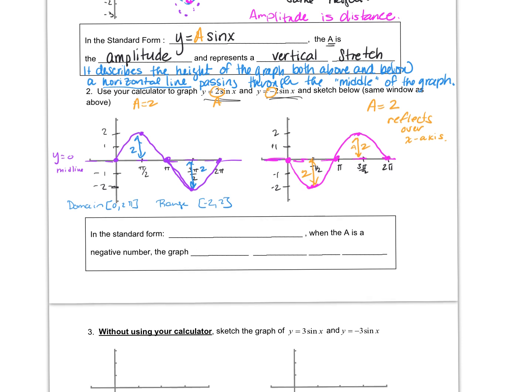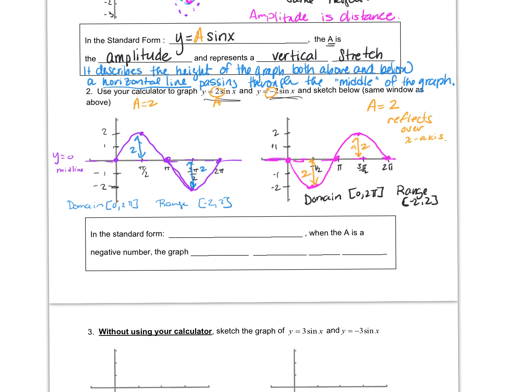So our domain is 0 to 2 pi. Range is -2 to 2. It has not changed from the other one.